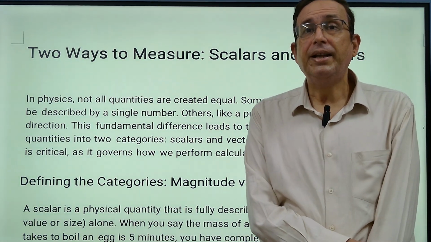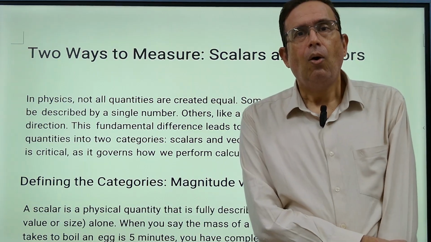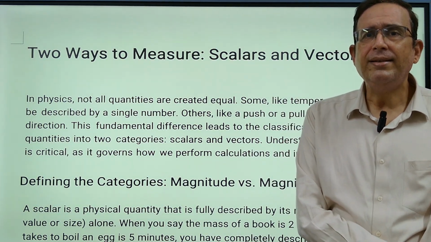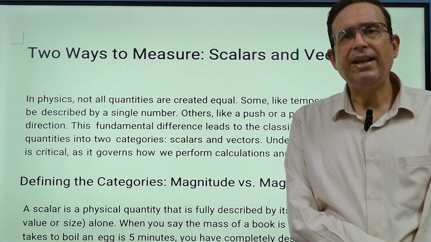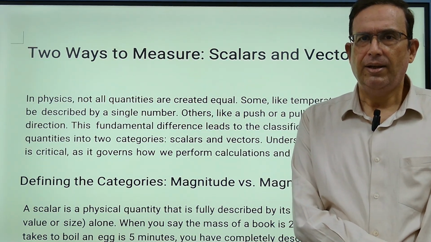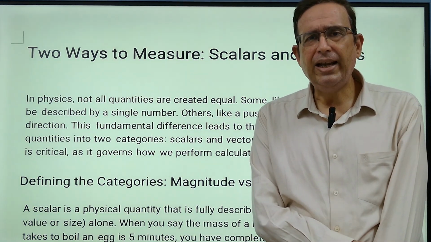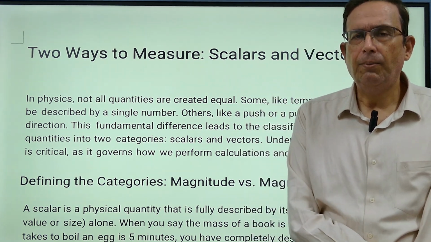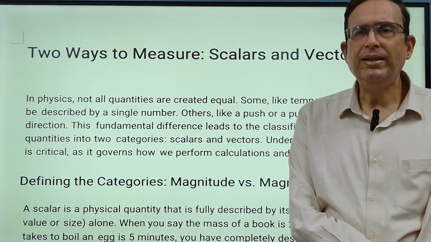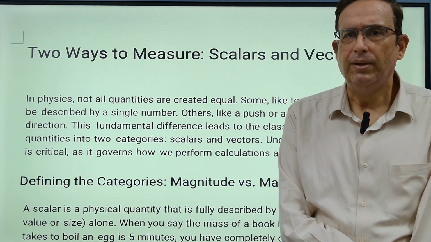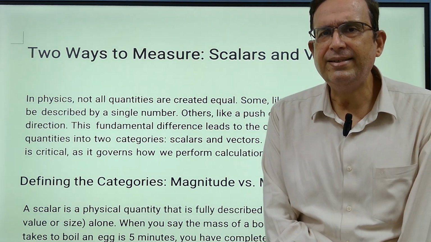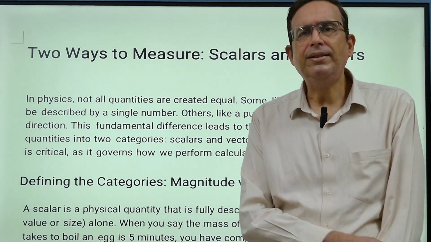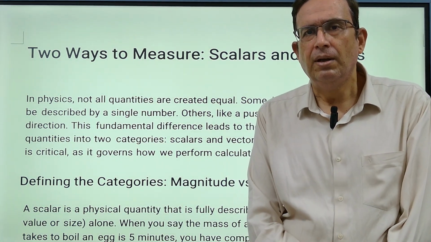For example, the temperature of the room around us, or the density of a given body, or the mass of a given body, or let us say the time period that somebody takes to cover a particular distance. All these quantities are scalar quantities because they do not require any directional information. So basically they only require the magnitude. The number is there, it is either 10 seconds or 50 grams or whatever, but there is no reference to direction.